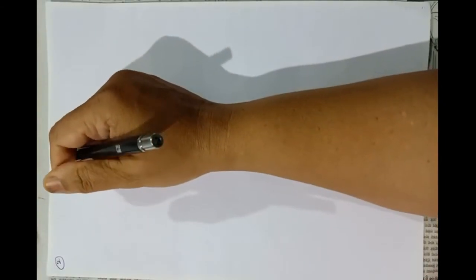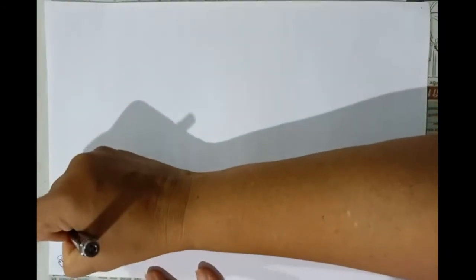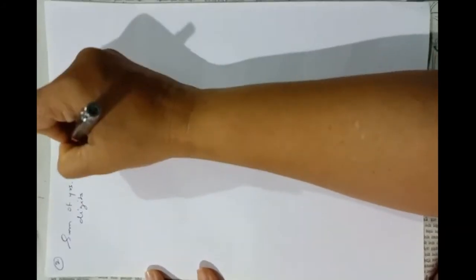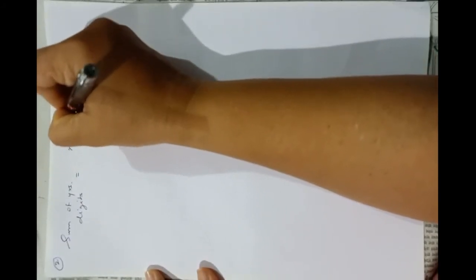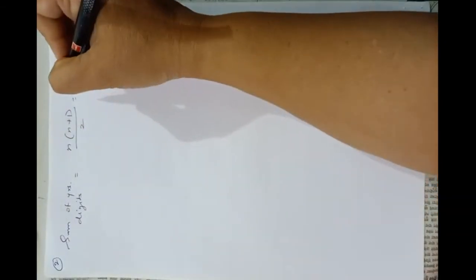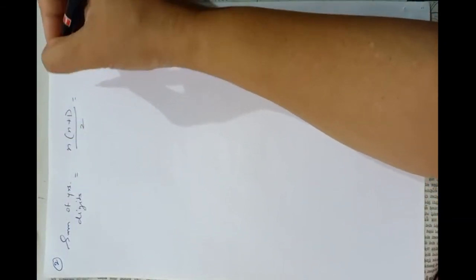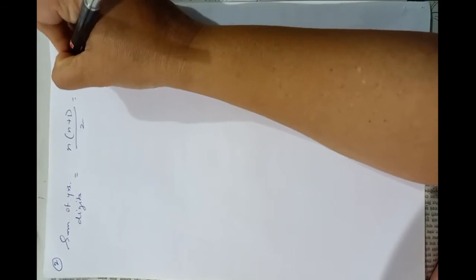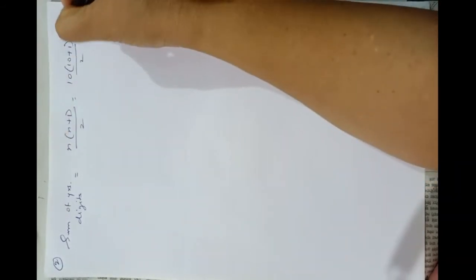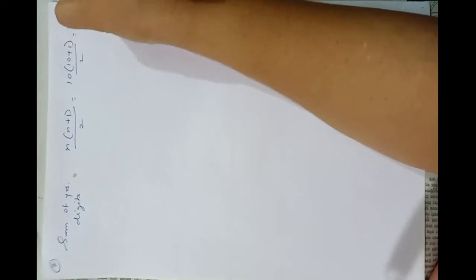Now for this second problem we will do some working here. First we will calculate the sum of years digits. Sum of years digits is equal to n into bracket n plus 1 upon 2. Here the estimated life of machinery is 10. So 10 plus 1 upon 2, it is 10 into 11 upon 2.